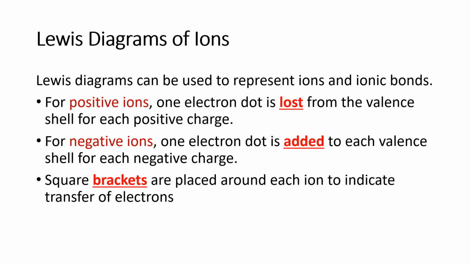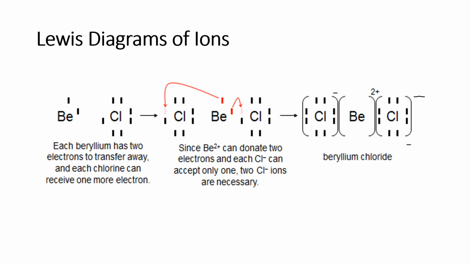Lewis diagrams can also be used to represent ions and ionic bonds, just like we could with Bohr diagrams. For a positive ion, one electron dot is lost from the valence shell for each positive charge. For a negative ion, one electron dot is added to each valence shell for each negative charge. And then just like with our Bohr diagrams, we're going to put square brackets around it to indicate the transfer of electrons. It's basically showing you didn't make a mistake. This is what I meant to do.